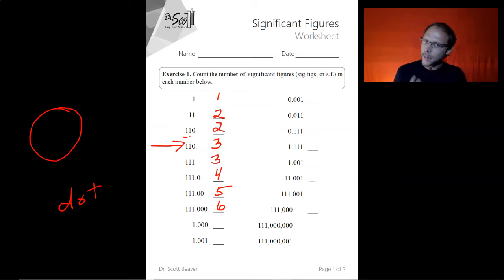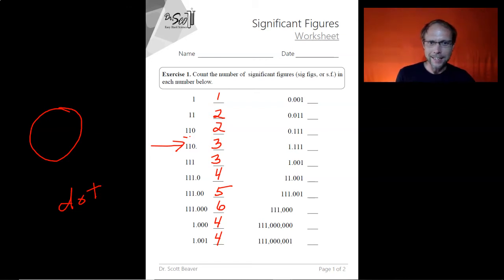Next, we have 1.000. There's a bunch of zeros to the right. There's a decimal point, so they are significant. All 4 digits are significant. Next, we have 1.001, and we have this case of the zeros being in the middle. Zeros in the middle always count. The first digit's 1, the last digit's 1. All digits in between count. So there's 4 significant figures there, maybe for a little bit different reason than the previous one.